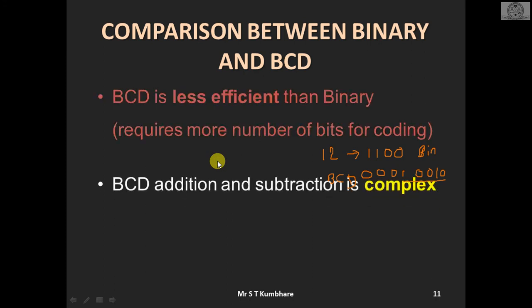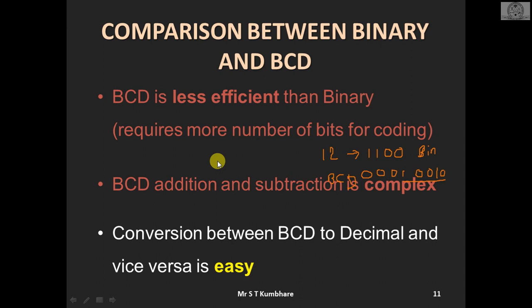Next, BCD addition and subtraction is complex. Every time we have to check some conditions. Then we have to add 6 if an invalid BCD is observed in the addition result. So it becomes difficult, and it is a complex method. Next, conversion between BCD to decimal and decimal to BCD is easy. This is the only advantage in this BCD code, because you have to take each digit and represent it with 4-bit binary. So it becomes easy.